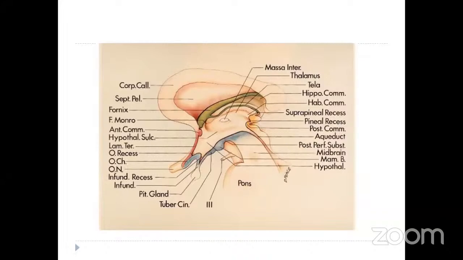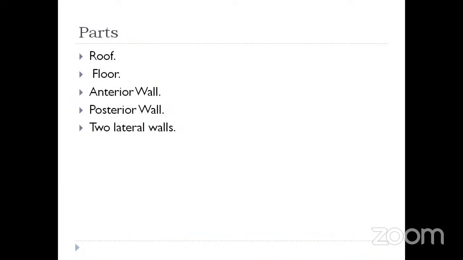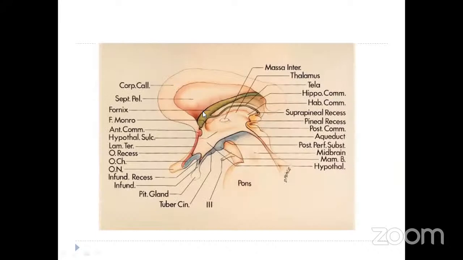Now we will move forward and look at each diagram step by step. The third ventricle has a total of five parts: roof, floor, anterior wall, posterior wall, and the two lateral parts, which coincide with the thalamus. And in the center, there is the massa intermedia.